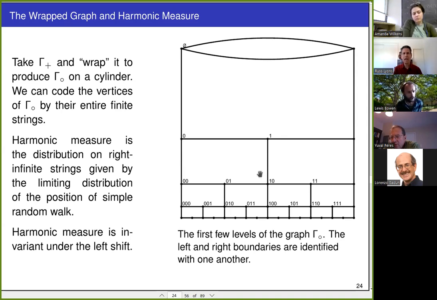Because of the self-similarities of this graph, it is invariant under the left shift. Right? If I take out the left shift, that chops off this top level with infinite strings. The 0 and 1 disappear, they become the empty string, and then what I see below is just the same kind of thing, but doubled over. So it's just the same kind of thing.